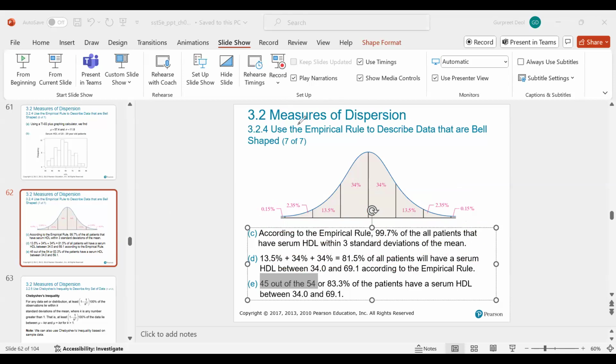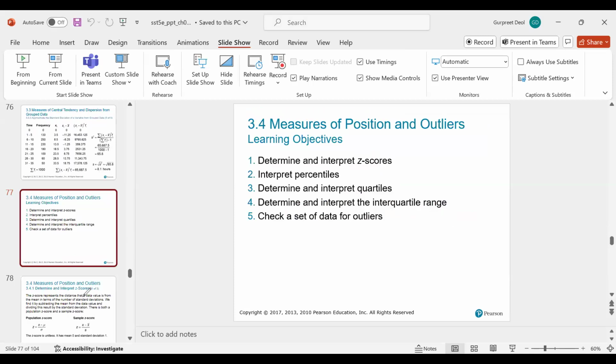Okay, now I'm going to take us down to the Z-score part. You have seen the normal curve now. Now I'm going to talk about what a Z-score is, and how we calculate it and how we use it. If you scroll down in your PowerPoint to about slide number 77, you will see these bullet points: determine and interpret Z-scores, interpret percentiles and interquartile range, and check the data set for any outlier.